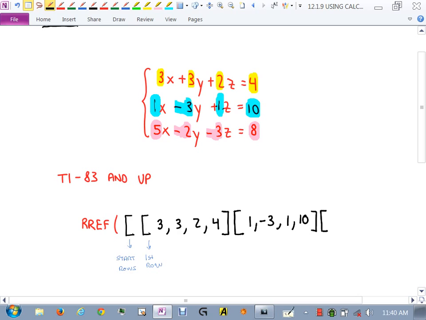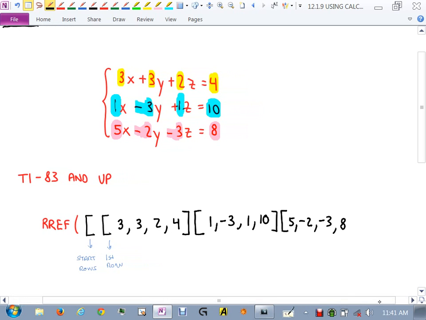We done? No. Open bracket. Here comes the third row. 5, -2, -3, 8. Y'all still with me? Done with the third row, right? Now what do you think I need to do? Another bracket, which means I'm ending the rows, all right? And then a parenthesis to close the function to tell the computer, all right, I'm done.